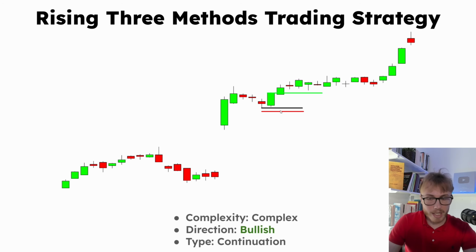To get your target level, because we have a continuation pattern, we have many different methods. The first method is to use a fixed risk to reward, so we measure this movement.